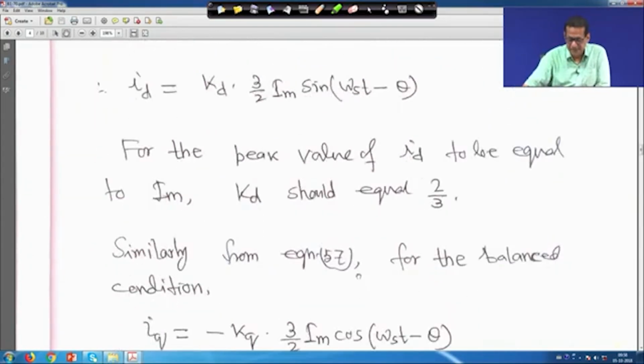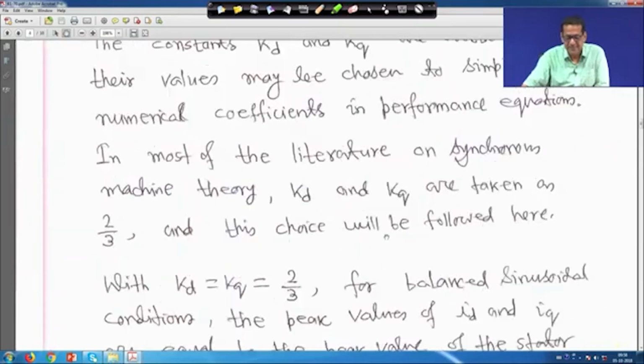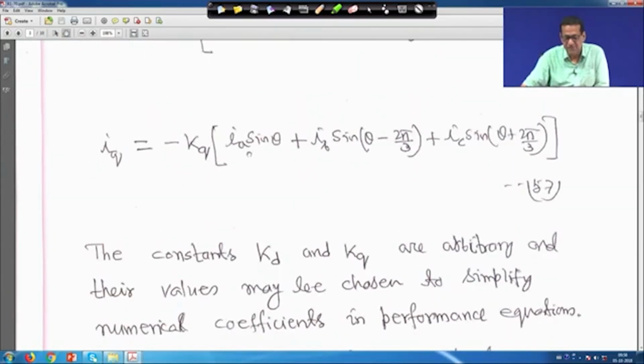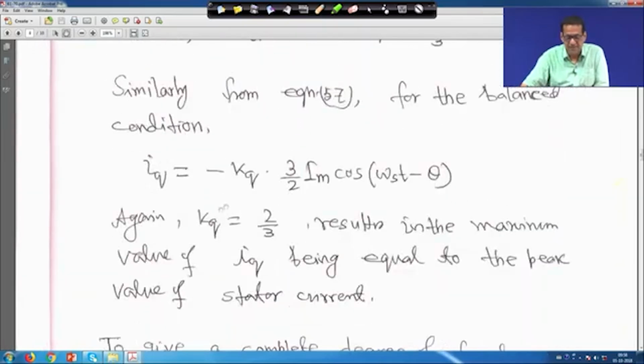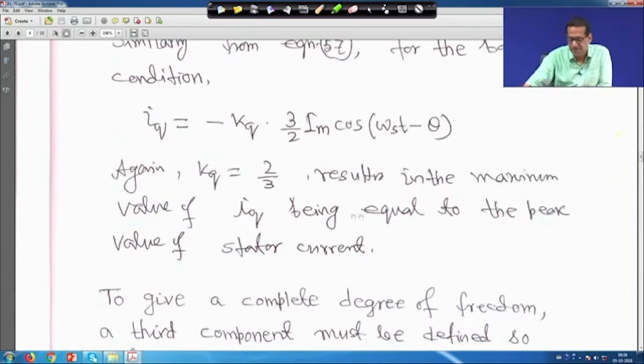Similarly, in equation 57, if you substitute ia, ib and ic, you will get iq equal to minus kq into 3 by 2 Im cos(omega s t minus theta). So here also if you choose kq equal to 2 by 3, then iq will become minus Im cos(omega s t minus theta). Therefore the maximum values of both id and iq become the peak value of the stator current, that is Im.